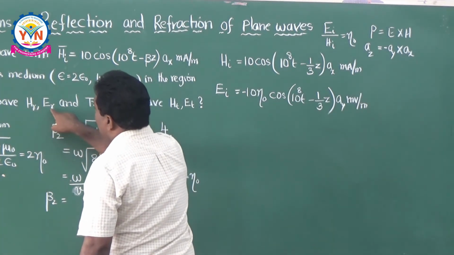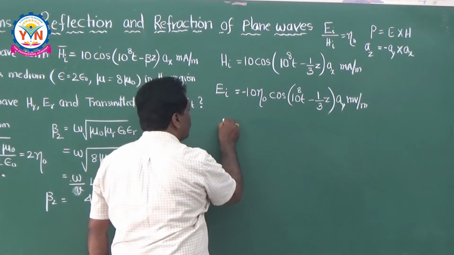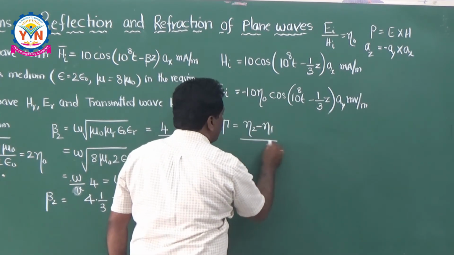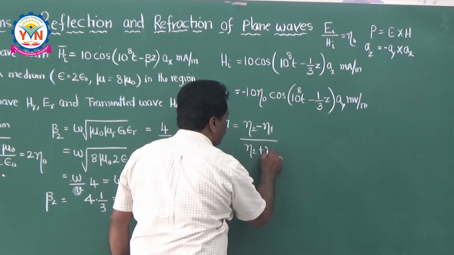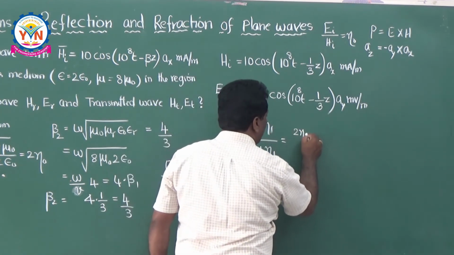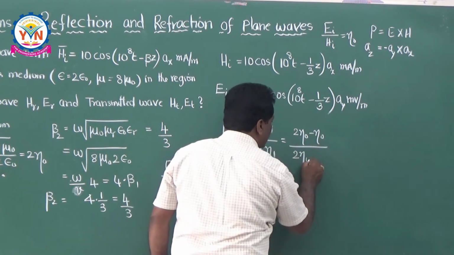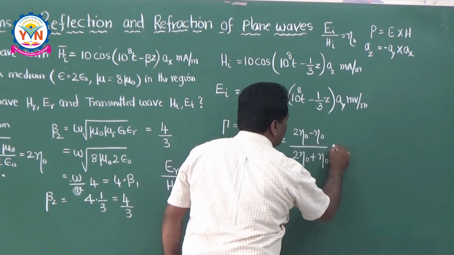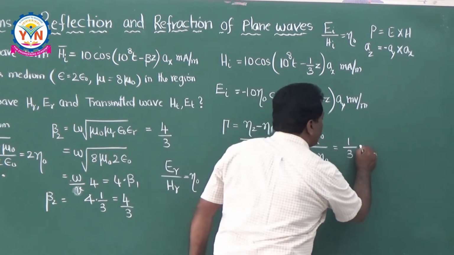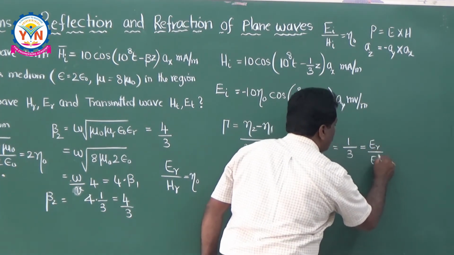For writing these components, initially we have to calculate the reflection coefficient. Gamma is equal to eta 2 minus eta 1 divided by eta 2 plus eta 1. Eta 2 means 2 eta naught minus eta naught divided by 2 eta naught plus eta naught. So that is equal to 1/3.